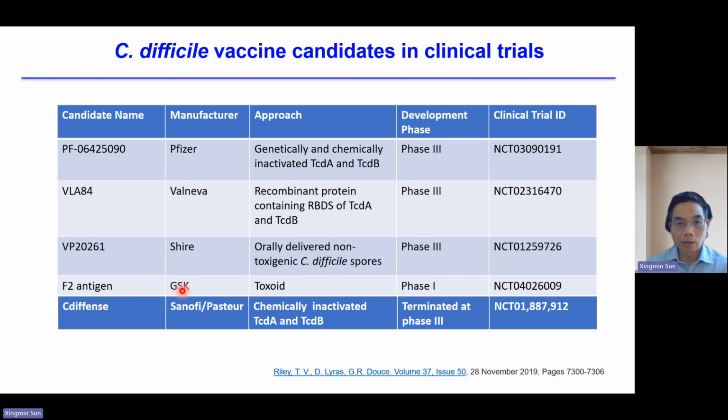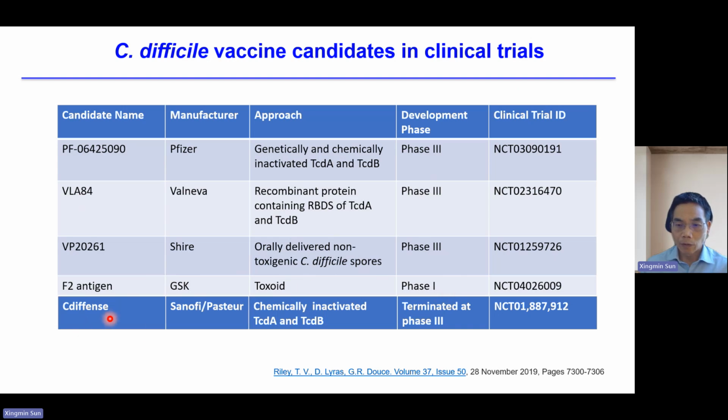The fourth one is an antigen from GSK. Very limited information is available for this vaccine candidate, but the information I got so far is that it's still a toxoid, inactivated toxin A and toxin B. It was in a phase 1 clinical trial, but so far no information is available on this product.